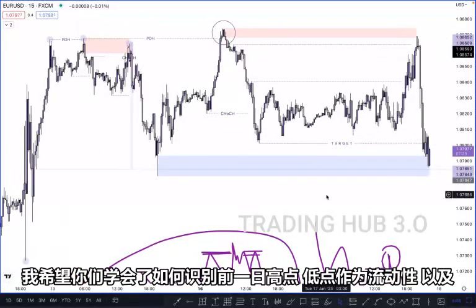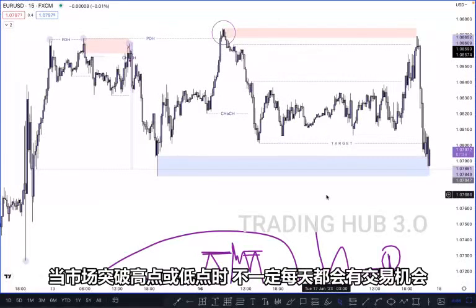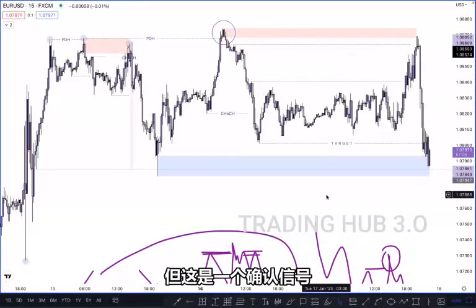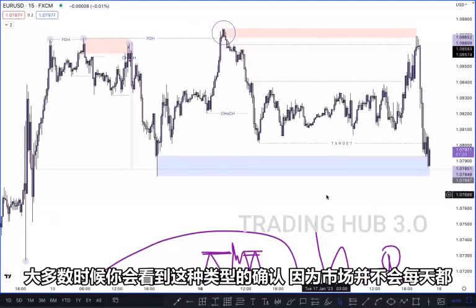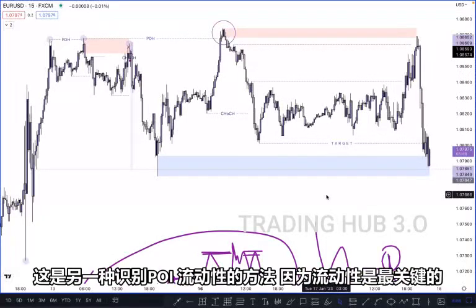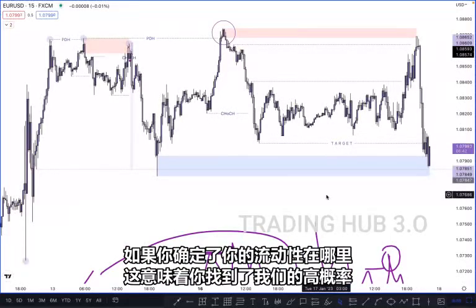I hope you learned how you can identify the previous day high and low as liquidity. It's not necessary that you will get trades every day when the market breaks the high or low, but this is a confirmation. Sometimes you will see this type of confirmation because the market does not create structure every day. There are different ways to identify POI and liquidity, because liquidity is the main thing. If you identify where your liquidity is, it means you are finding where your high probability POI is.